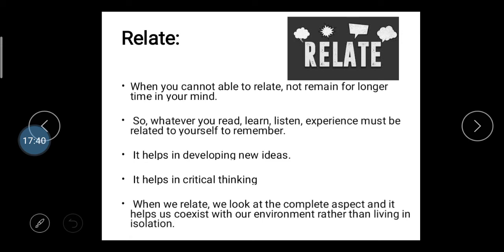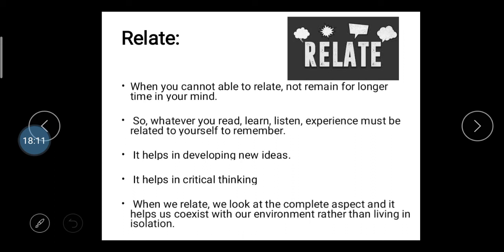Some people and some students have the skill to memorize formulas and other things because they can easily relate these things to their personal life, and so they remember them for a longer time. Whatever you read, listen to, learn and experience must be related to yourself in order to remember. It helps you develop new ideas and helps with critical thinking.